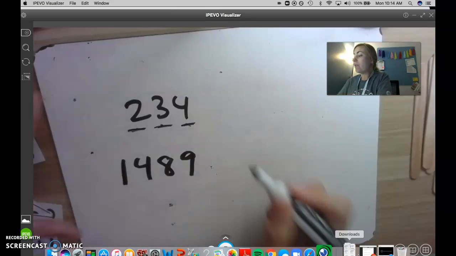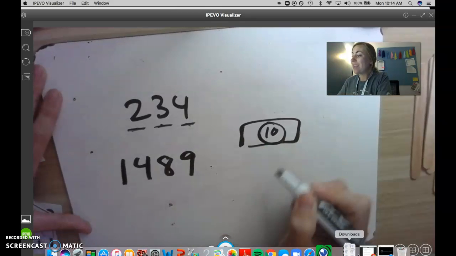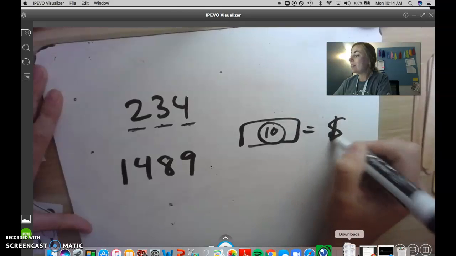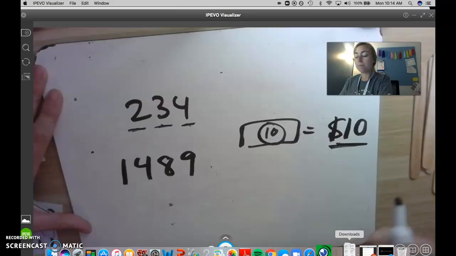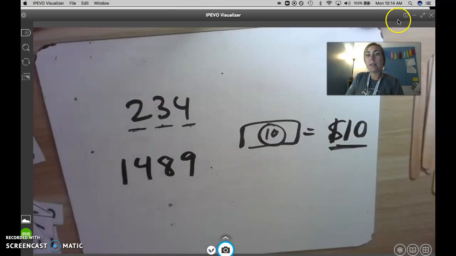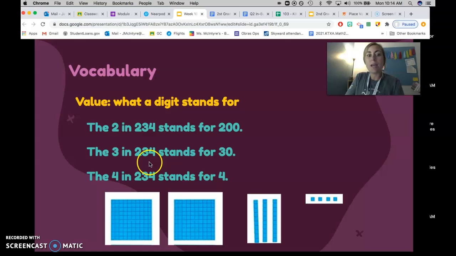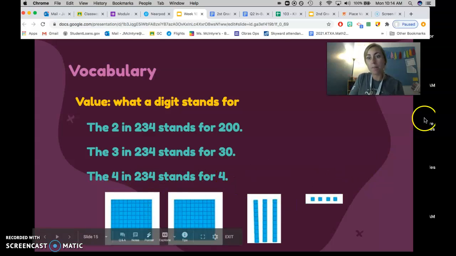So for example, if I have a $10 bill, that's the same as $10. It stands for $10. Now let's look here. The 2 in 234 stands for 200. The 3 in 234 stands for 30. The 4 in 234 stands for 4 ones, and you can see the picture here.